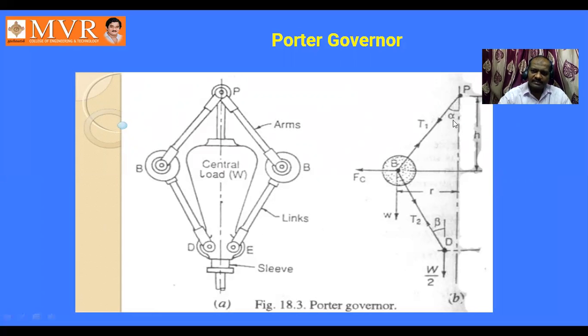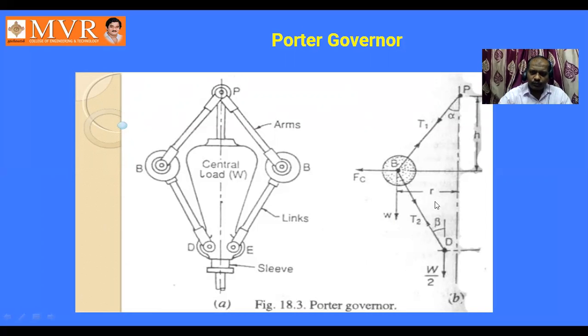Alpha is the angle subtended by the arms with respect to the center of the sleeve, and beta is the offset position, because the sleeve is not intersecting with the axis. That's why this is the offset position. So the offset position angle with respect to the ball position is going to be called angle beta. R is the distance between the center of the axis of the sleeve to the ball, and the weight of the ball is always acting downwards.